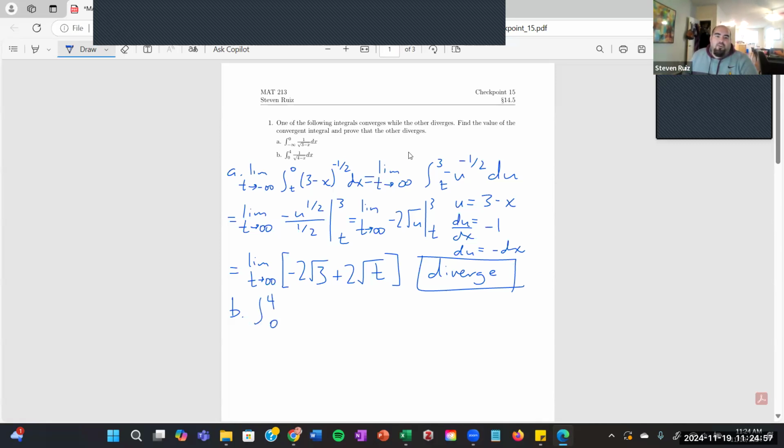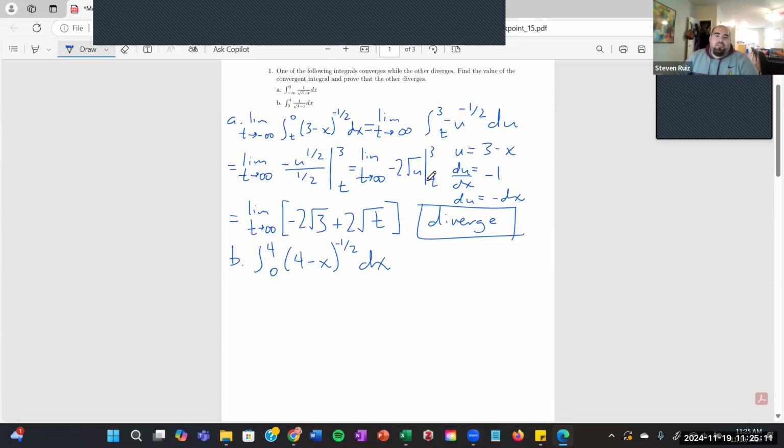Integral from 0 to 4, and we'll set this up again for the power rule: 4 minus x to the -1/2. This time, because I did the formal setup of u substitution last time, I'm going to shortcut it. I know that I can use the power rule here. The one thing I have to be careful of is that the derivative of the inside function here is -1, so I'm going to want to divide by -1. I know I'm going to have to flip the sign here.